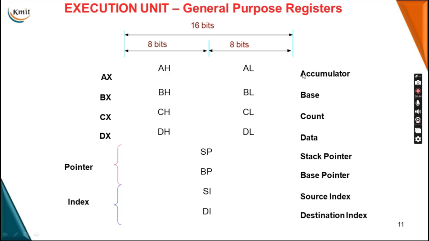So these general purpose registers can store data, variables, and the results, the outputs, can also be stored in these general purpose registers. Okay, so the first general purpose register is the accumulator register.